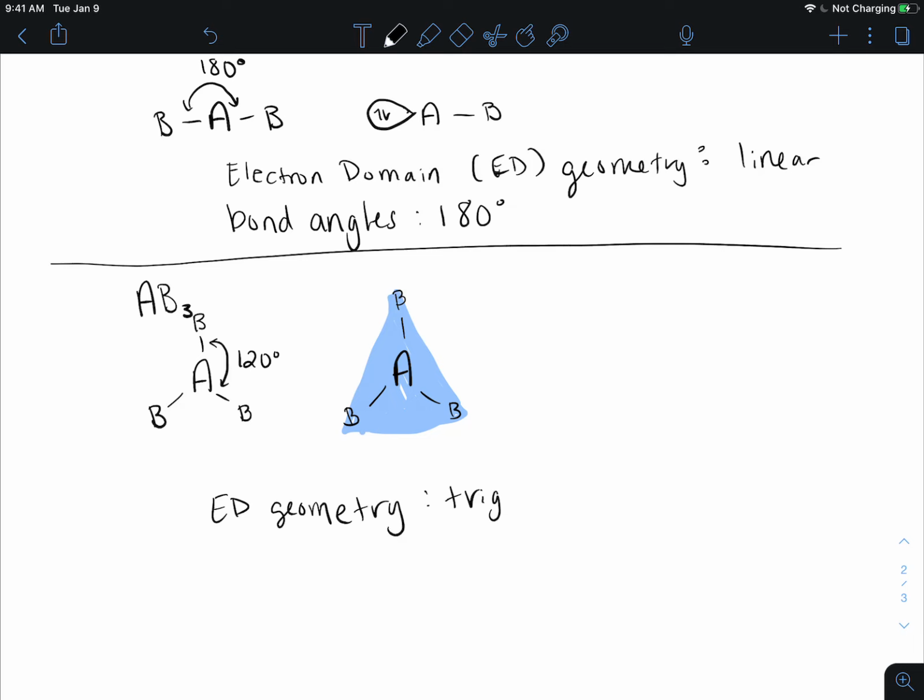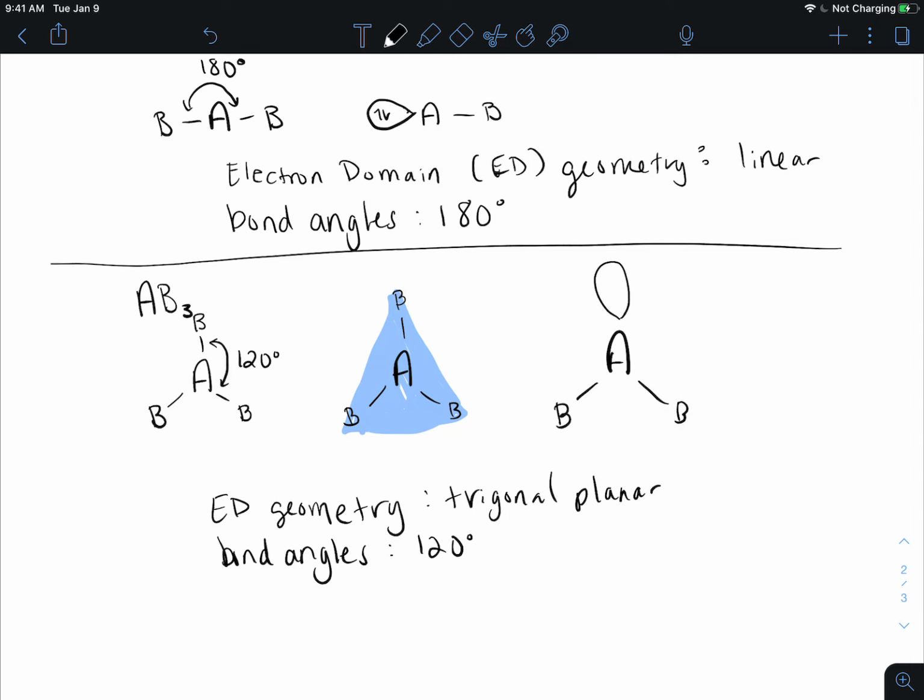Trigonal planar. Here our bond angles are 120 degrees. We can also have one of our electron domains being replaced by an electron pair, and it would look like this.